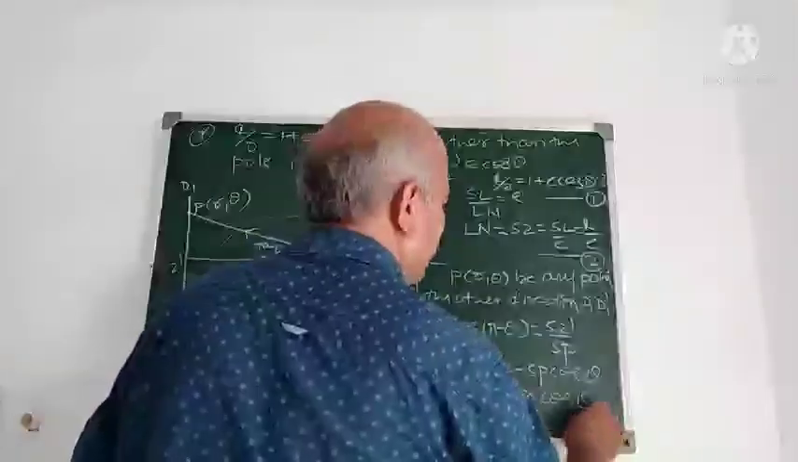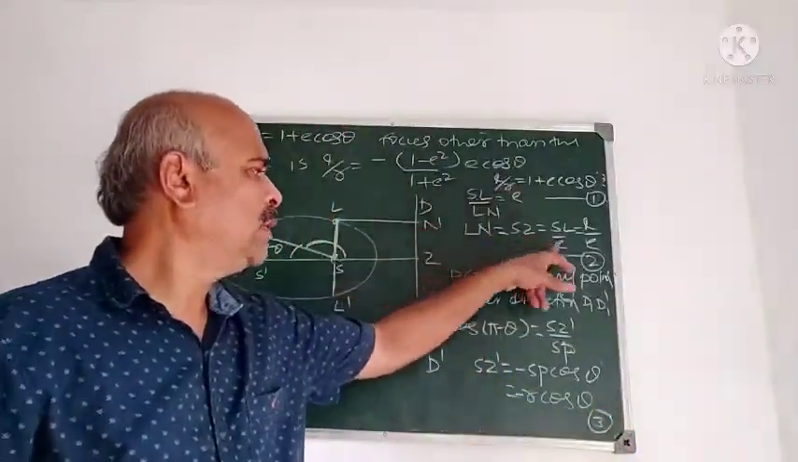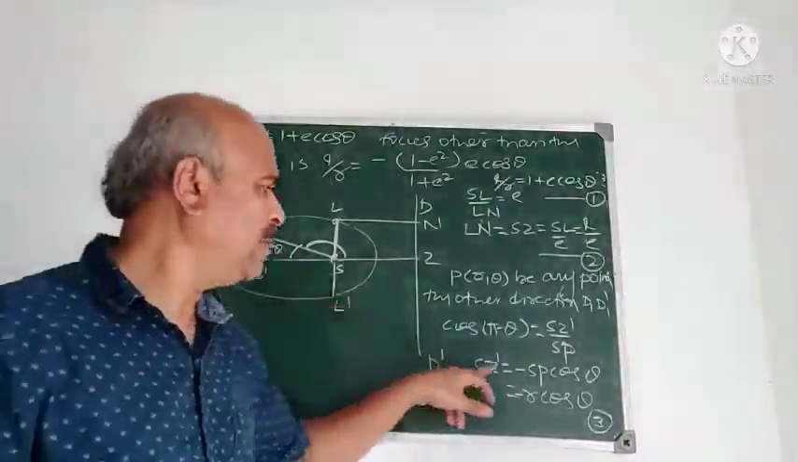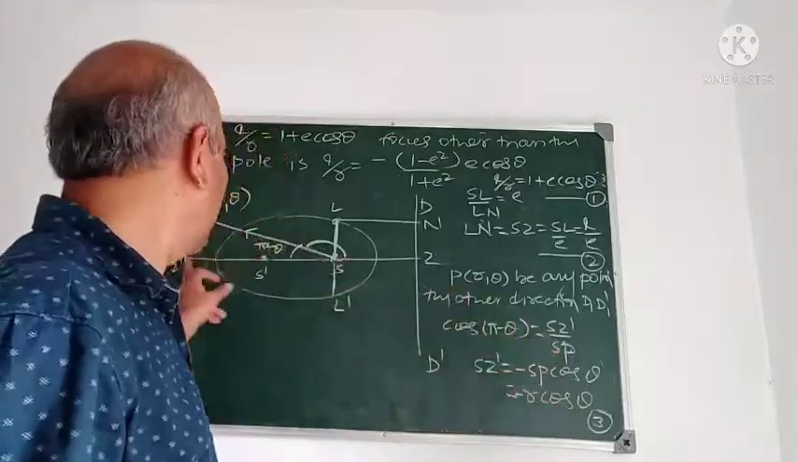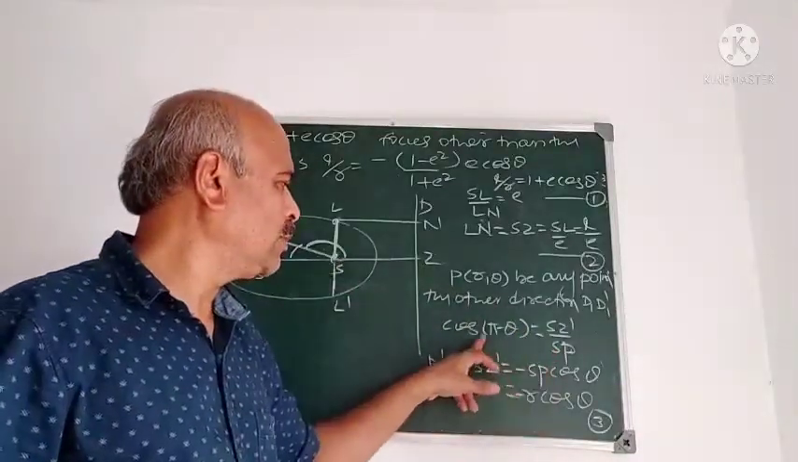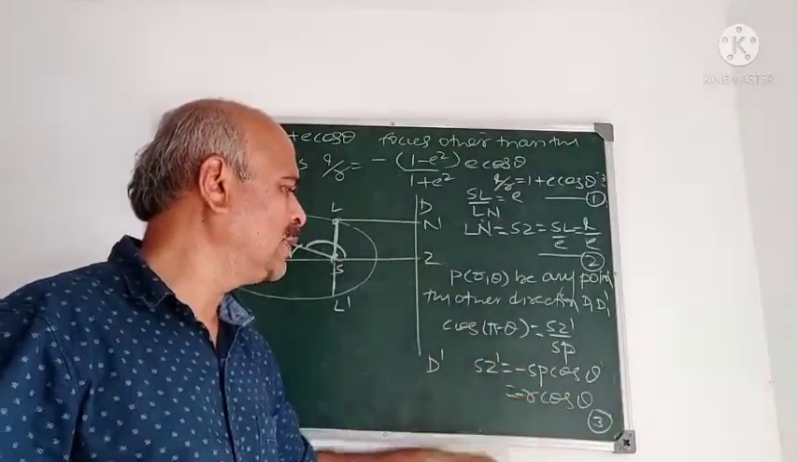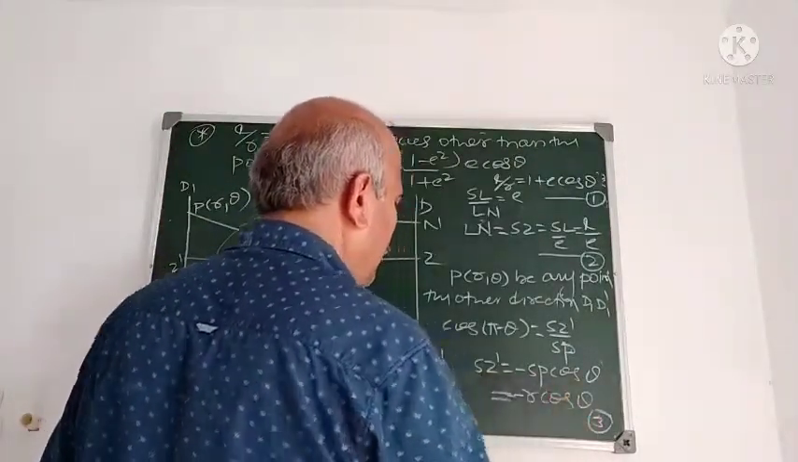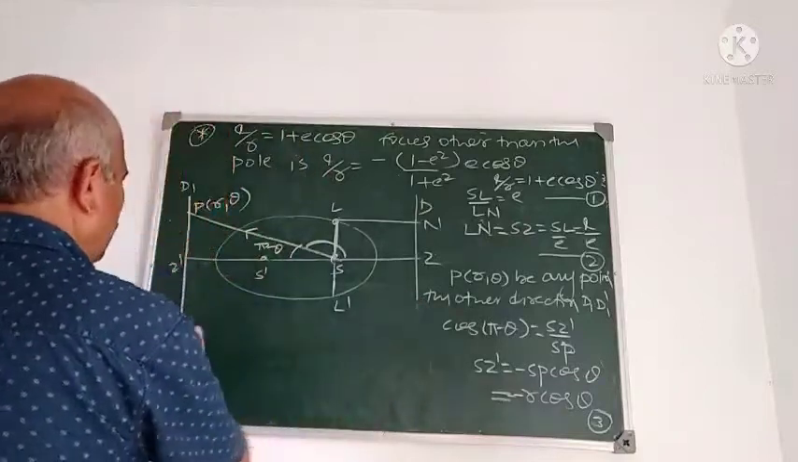Take this as 3. I think this is clear. 1, 2, 3 is directly from this. It is pi minus theta. Cos(pi minus theta) is SZ dash by SP. But cos(pi minus theta) is minus cos theta. So SZ dash is minus R cos theta. Take this as 3.